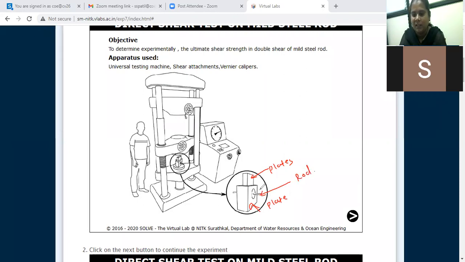This steel rod is cylindrical in shape, and we will fix this cylindrical rod in this shear assembly. In this shear assembly, there are two plates. We are going to perform the test on the cylindrical rod, which will be attached in this shear attachment. We adjust this rod in these two plates, and after adjusting, we will perform the test.